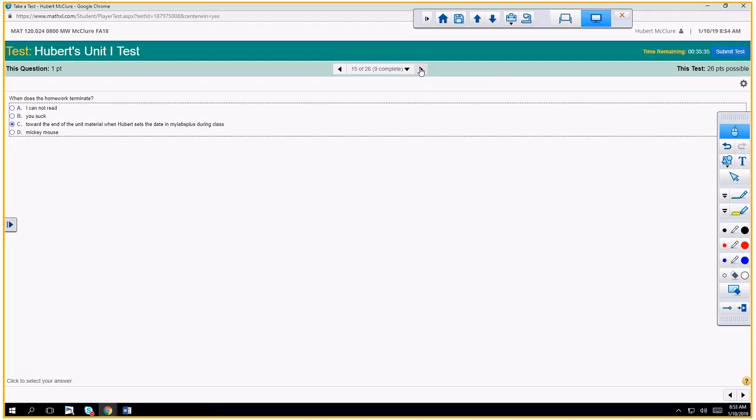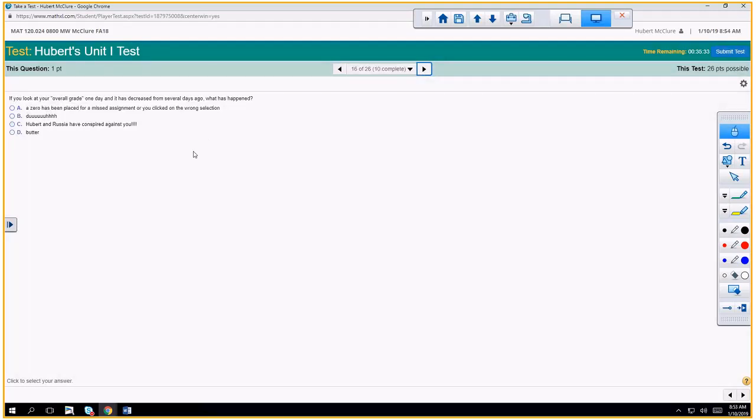Do we still get 3 tries per question like the homework ones? Or is it each time the computer regenerates another test for you. So when you take the second one, it's not going to look anything like it. The bonus questions are still there. No, I'm saying on the homework we get 3 tries per question. No, you get 3 tries on the test, but you don't get 3 tries per question. No, okay, on the homework you do. Okay. If you look at your overall grade one day at the end of the semester and it has decreased from several days ago, what has happened?